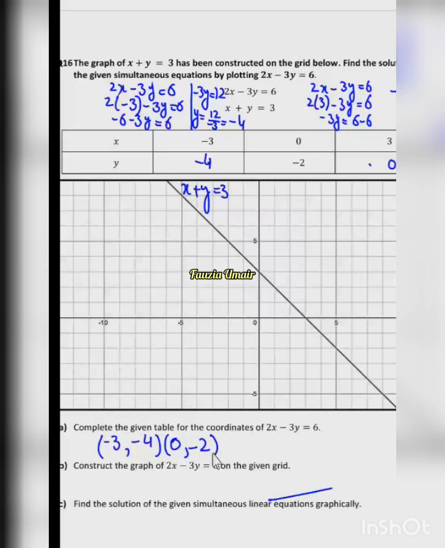Now where will this first point go? Minus 3, minus 4. In which quadrant? X is also minus and Y is also minus. So in which quadrant is it? In which quadrant is minus 3, minus 4? Ma'am, in quadrant 3. In quadrant 3.